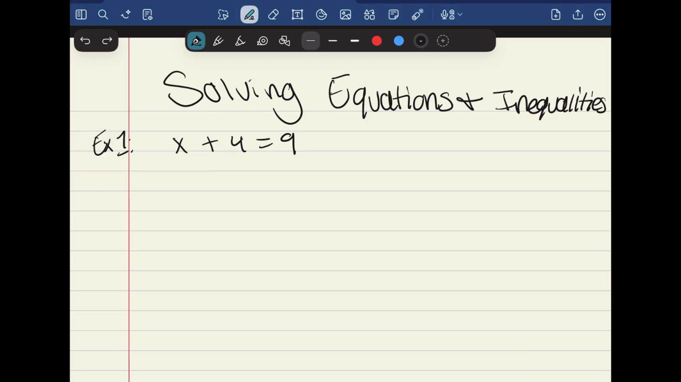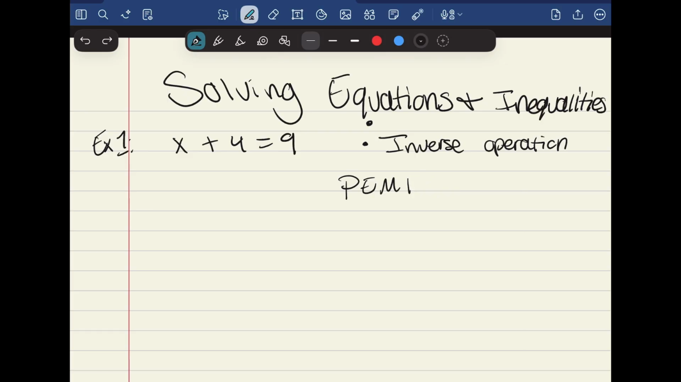Now, right now, 4 is added to x, right? I want to undo this. I want to do what's called an inverse operation. So first, let's identify my current operation. If you don't remember what operations are, it's parentheses, exponents, multiplication, division, addition, subtraction. PEMDAS. Please excuse my dear Aunt Sally.